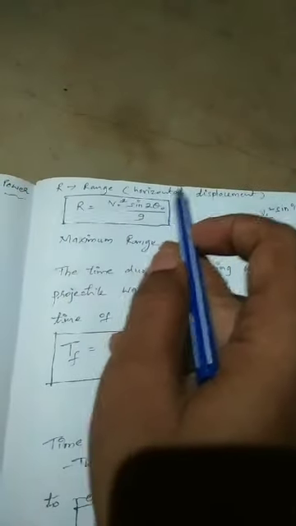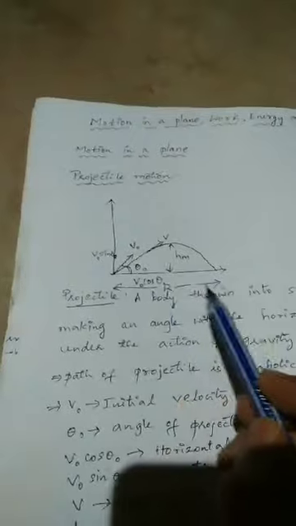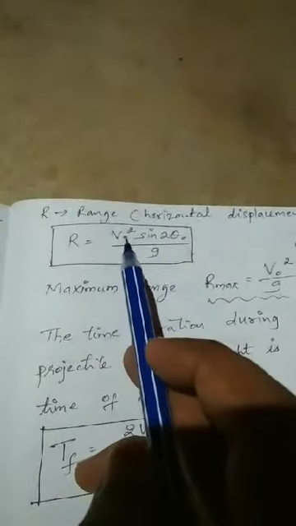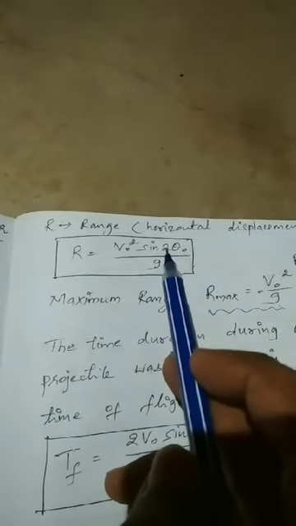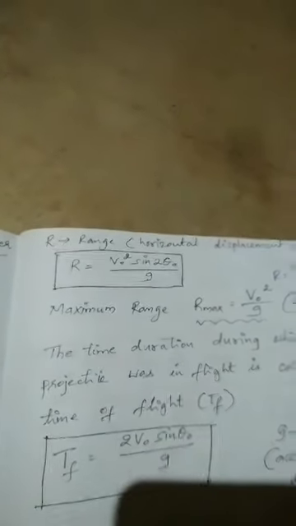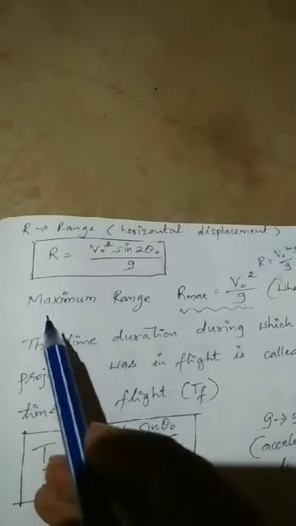Coming to the next point, that is R, the range. Range is horizontal displacement. You can see here, this is the range. The maximum displacement it had along the horizontal direction. What is the equation for R? R equals V naught square sin 2 theta naught by g. You know the terms, I will not explain it again.